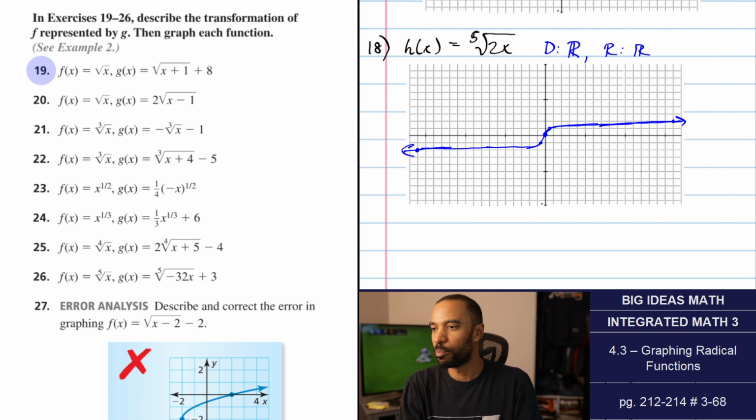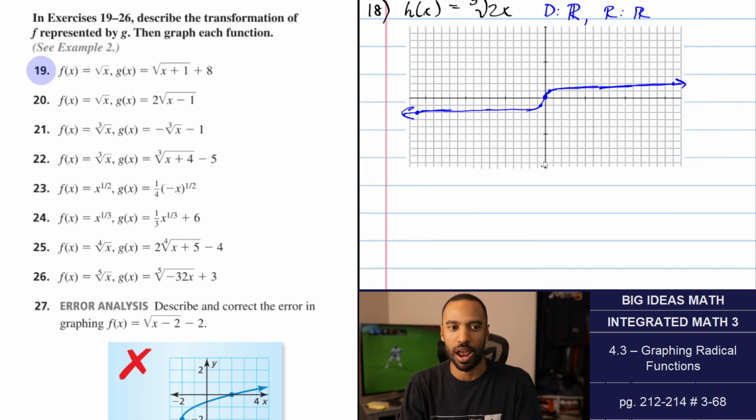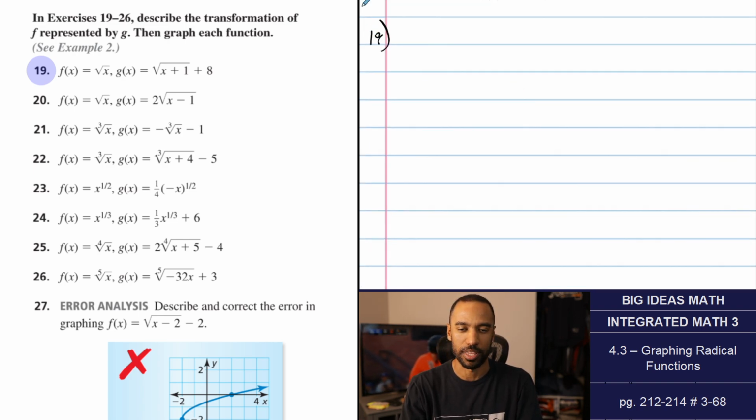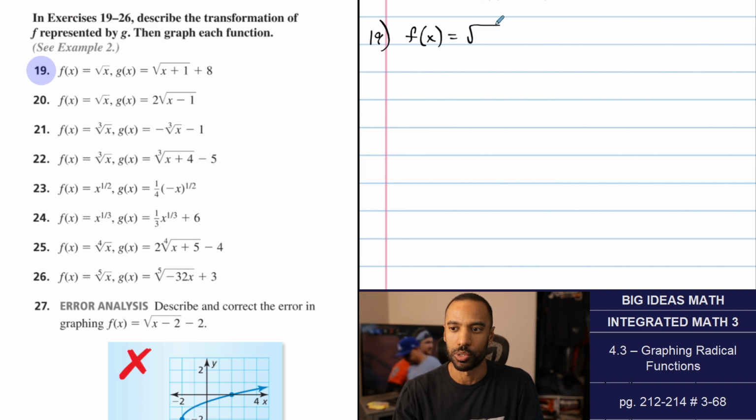Let's describe the transformation of f represented by g, and then we'll graph each function. Now, I started to write a couple from the previous first ones. I guess we're doing the same stuff, but we probably have to write them out as sentences. So we're starting with it says graph each function. So we need the parent function as well as the transformation. I think I'm going to stick to the long versions of the graphs now, and I'm going to have some square roots and cube roots, and by the end we have another fourth root and fifth root.